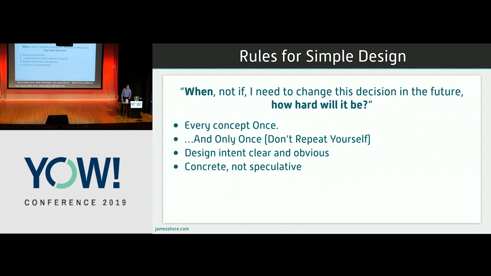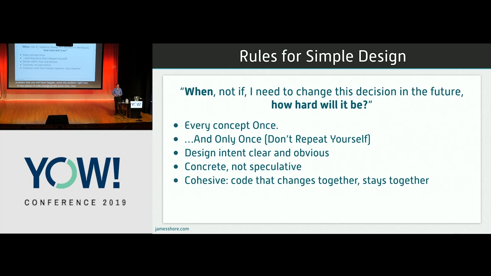And your code should be cohesive. If two pieces of code change at the same time because they're related, they should be physically close together in your software. They should be preferably in the same file. And if you can't see a piece of code, then it shouldn't be affected by the work you're doing right now. If you make a change, any code you can't see shouldn't break.